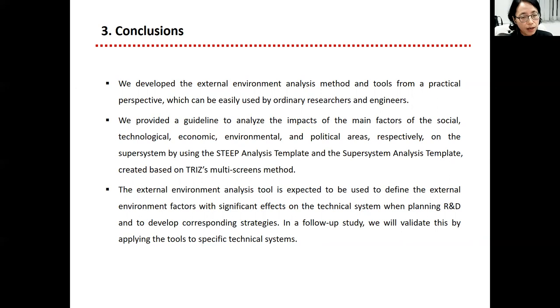In a follow-up study, we'll validate this by applying the tools to specific technical systems.